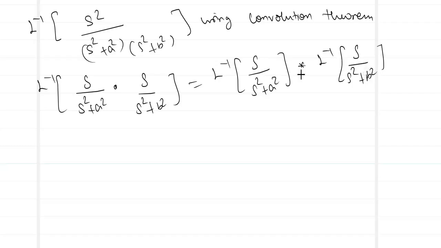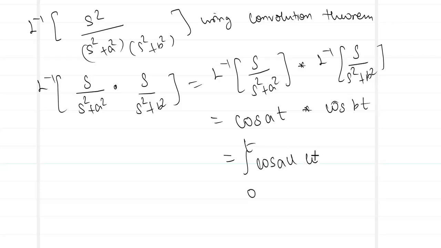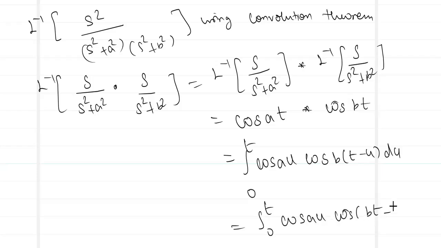Now since we have s in the numerator, the Laplace inverse is going to be cos at convolution cos bt. Now apply the convolution theorem to it. Integral from 0 to t cos au, this is going to be cos b times t minus u du. Hence we have integral 0 to t cos au cos of bt minus bu du. Now this is of the format cos A cos B.